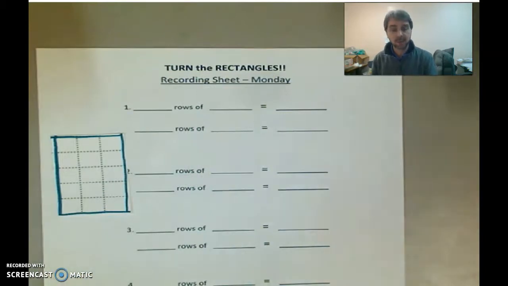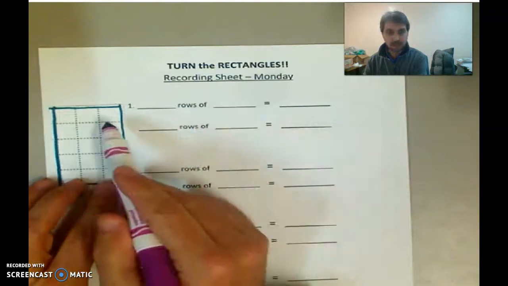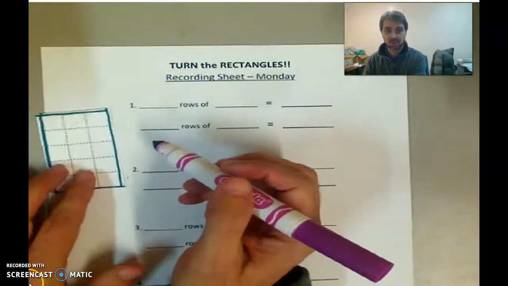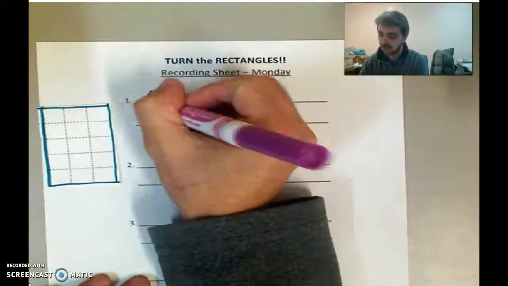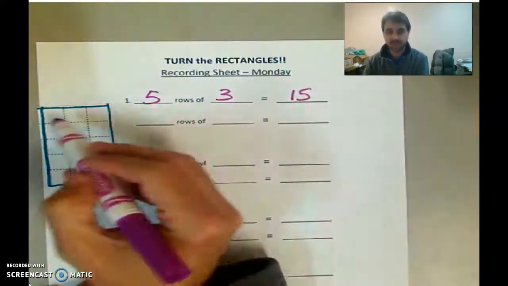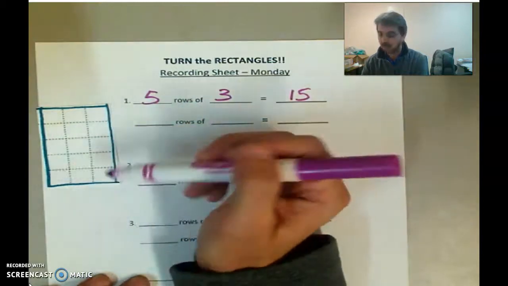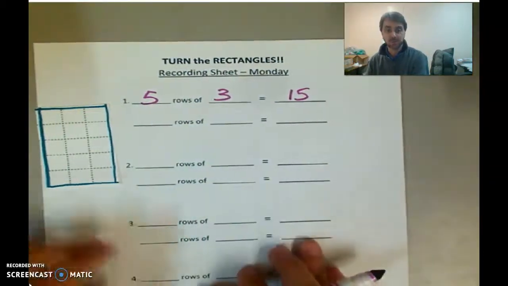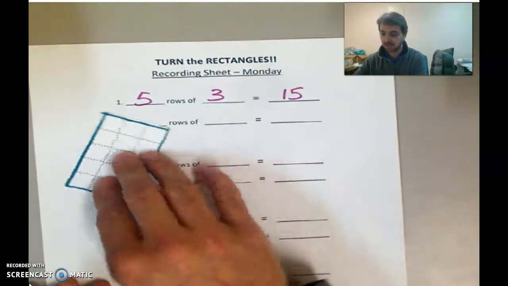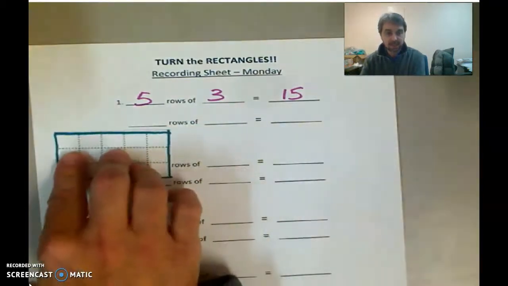All right, so here's what we do. We're going to write down how many rows. So we have 1, 2, 3, 4, 5 rows. So I'd write that down. 5 rows of 3 equals 15, because I counted 15. Okay, I went 3, 6, 9, 12, 15. All right, now, watch what I do. This is the fun part. I'm going to turn it just one time, 90 degrees, like this. So now, instead of being up like this, it's going to be laying down like this.